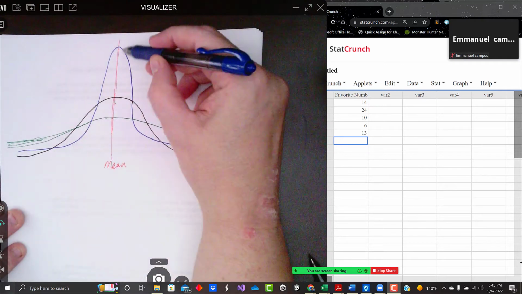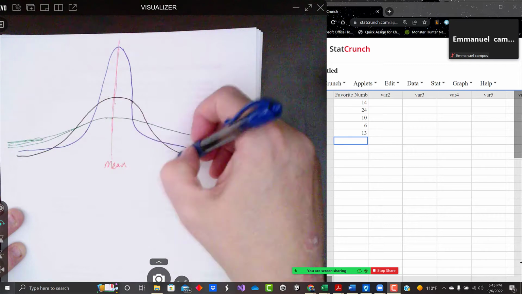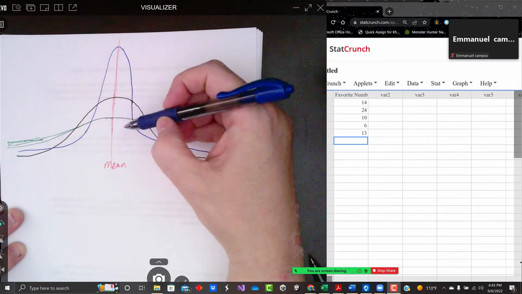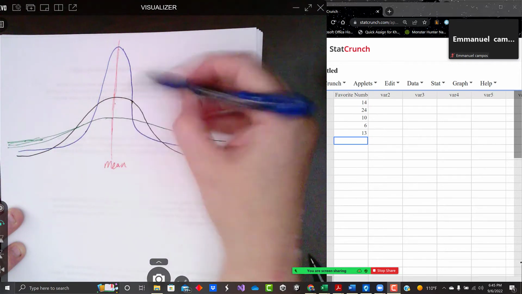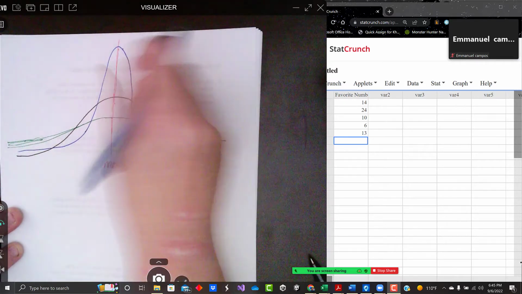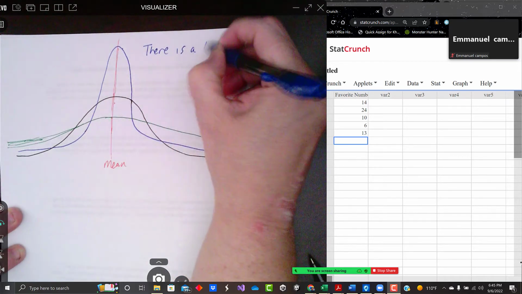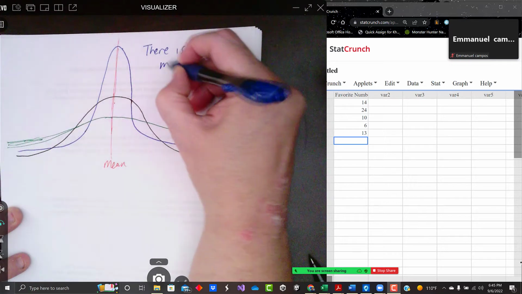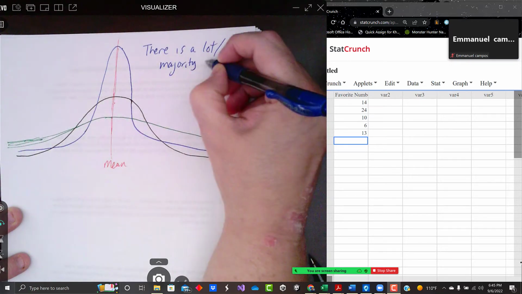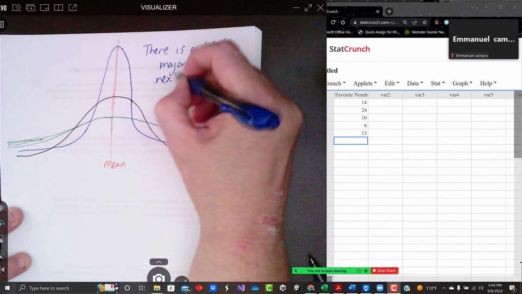The blue line, the tall one, remember these are histograms, so a tall bar on a histogram means a lot of entries. So the taller the area is, the more entries are in that spot. So a tall spot like this that's narrow means there is a majority right super close to the mean, right next to the mean.